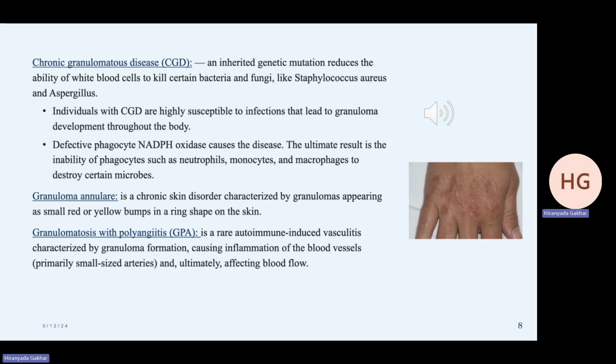The third one is granulomatosis with polyangiitis. This is a rare autoimmune induced vasculitis which is characterized by granuloma formation causing inflammation of blood vessels, primarily small sized arteries, and ultimately affecting the blood flow. The purpose of mentioning these three is that they can be important in your differential diagnosis with regards to other granulomatous conditions.